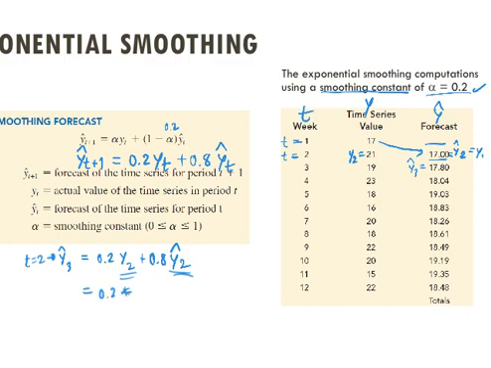0.2 times y2, which is 21, plus 0.8 times y hat 2, and y hat 2 is 17, and then you should get 17.8 for y hat 3.